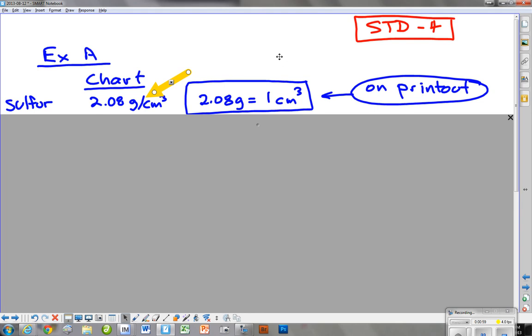Okay, so once you get this, my issue with most students is that they see this and don't realize that it's really a fraction. Or that you could think of it another way, it is a ratio.